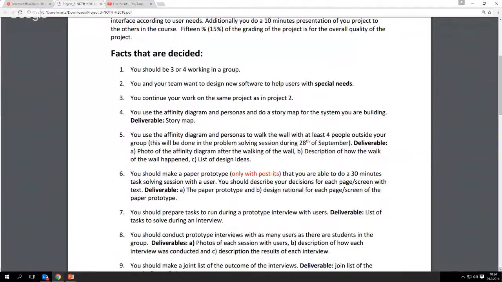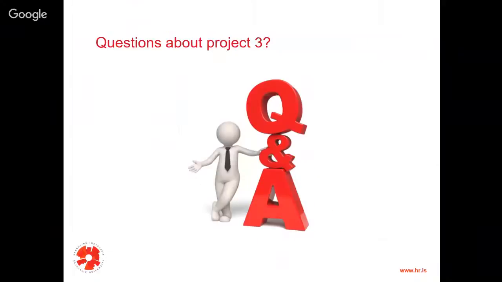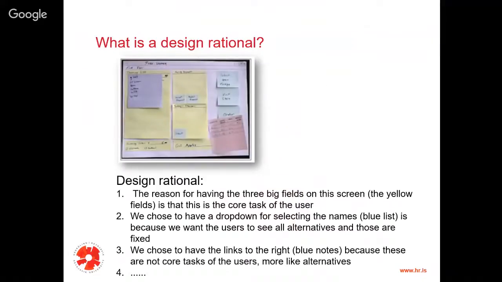And then the deliverable is the paper prototype itself. You can just take photos of it and put it on the blog. And you should have a design rationale for each page. And since I haven't covered what that is, I will show you now. Design rationale is your statement of, or your reasons for why you have chosen this and that design.